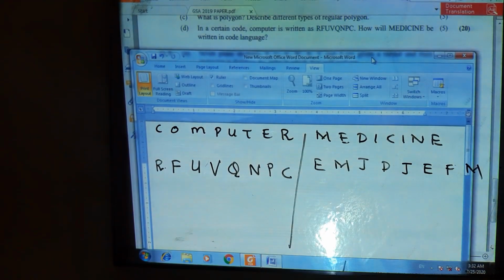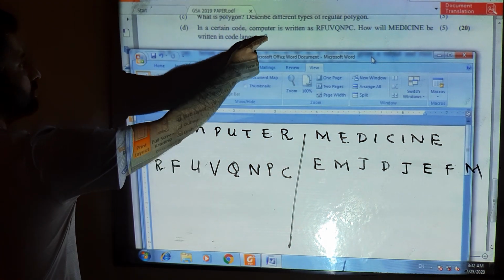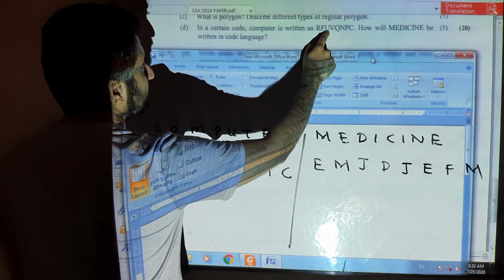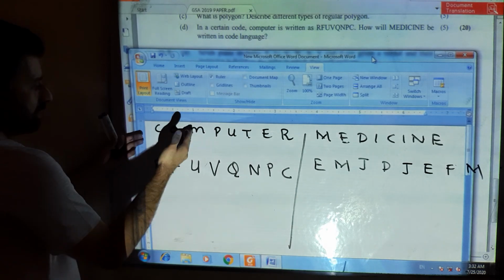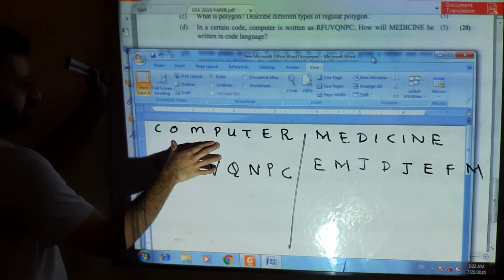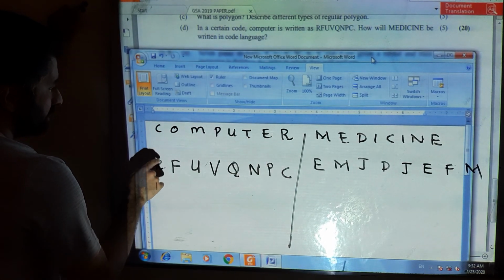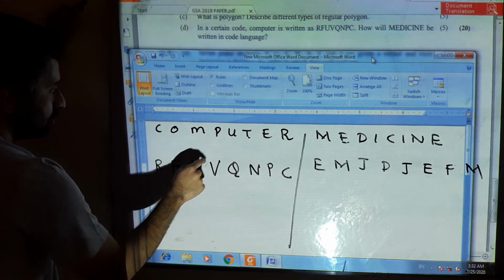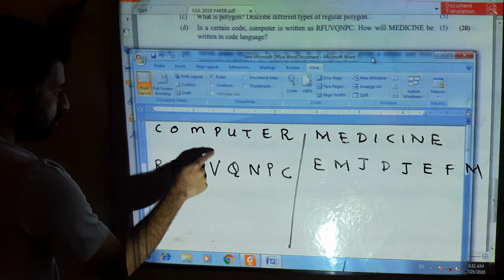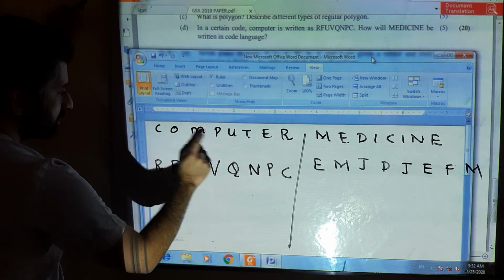Question number 7 part D was, in a certain code language, computer is written as RFU. How would you write medicine? Look over here, you have to follow some pattern. R is here, so R comes at the front. E, F, T, U, U, V, P, Q, M, N, O, P, C, C.